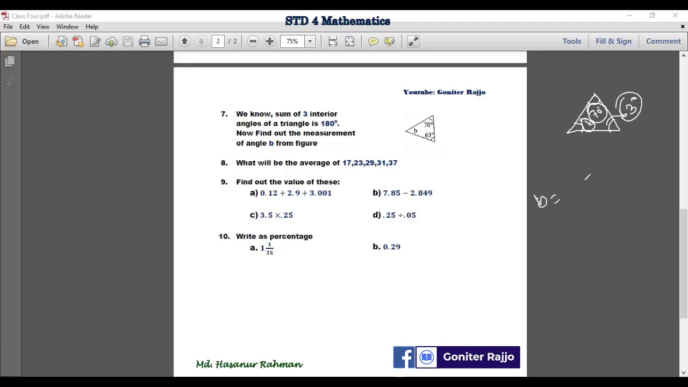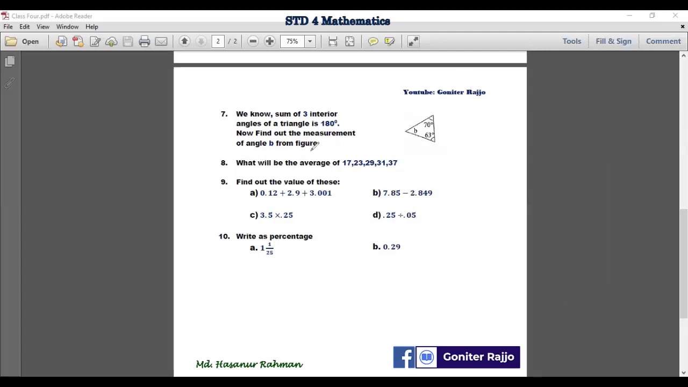So B should be 180 degrees minus 70 degrees plus 63 degrees. So now 180 degrees minus, what is the addition of 70 plus 63? That should be 3 plus 0, that is 3, 6 plus 7, that is 13. So 133 degrees. So now we need to subtract 133 from 180. So 0 minus 3, that means 10 minus 3, that is 7. We have to add 1 here. So 8 minus 4, that is 47 degrees. So here our answer should be 47 degrees. Now number 8.